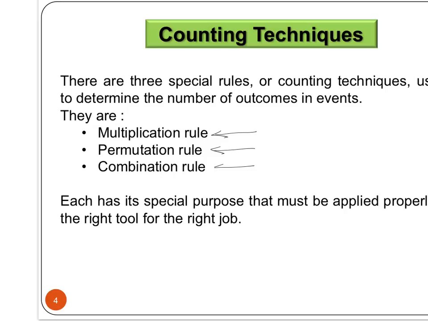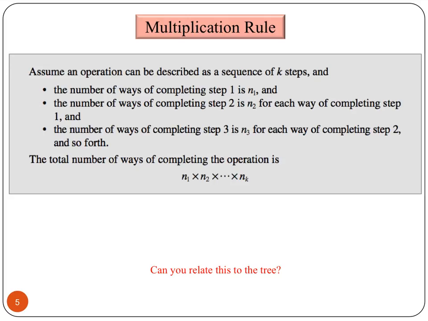And the last is the combination rule, which is quite useful in counting the number of outcomes when you are doing experiments where ordering does not matter. Okay, so let's start with the multiplication rule.